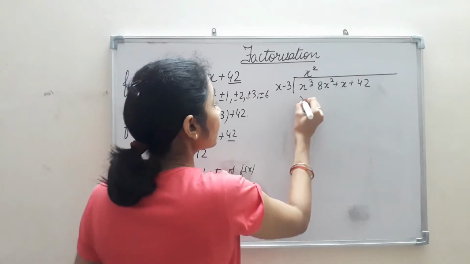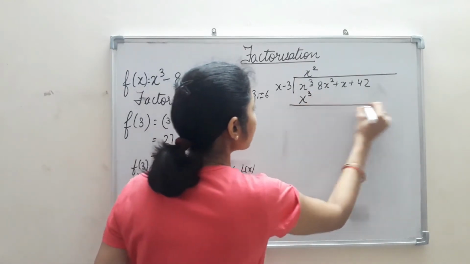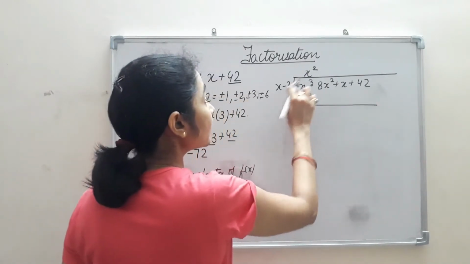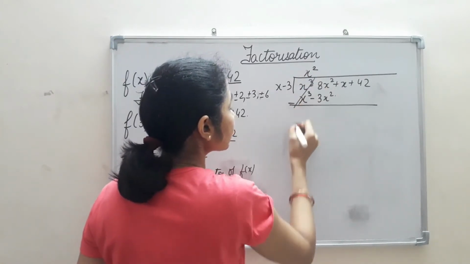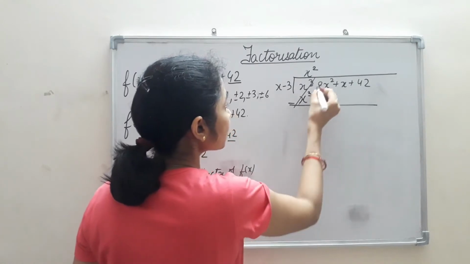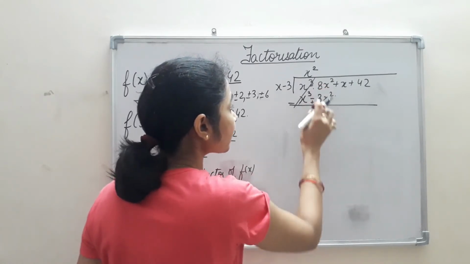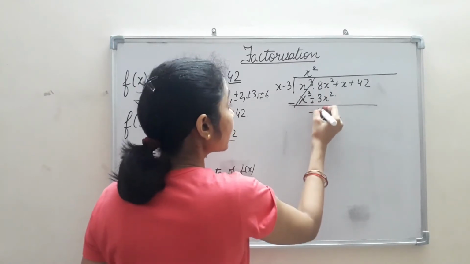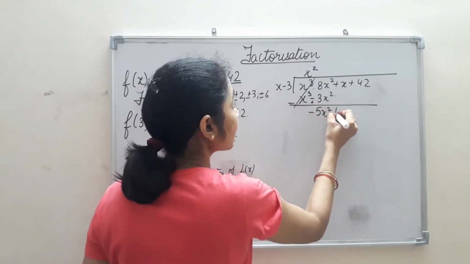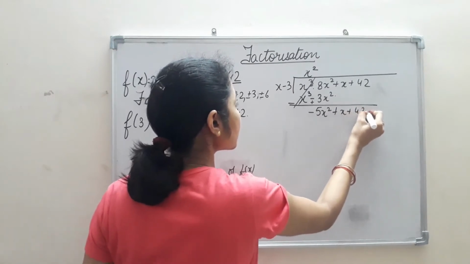Okay, so x square, x into x square gives me x cube, minus 3 into x square gives me minus 3x square. Okay, so minus cancels. Now this changes into positive. Negative and positive we will do subtraction, but the negative sign is greater, so minus comes in the answer. Minus 5x square plus x plus 42 remains as it is.